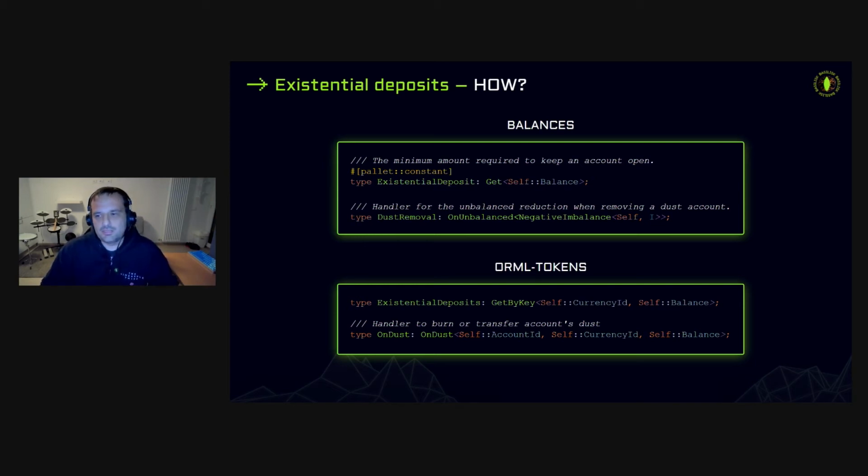In case of balances, you set your existential deposit by implementing a Get trait where you return the amount for a native token. In case of tokens, you need to implement GetByKey because you also need to provide for which asset you want the deposit to be returned. Besides that, you can also configure a handler to handle account dust. Within this handler, we can do something with the dust. We can either transfer it to a different account, such as the treasury, or we can even burn it if you like.